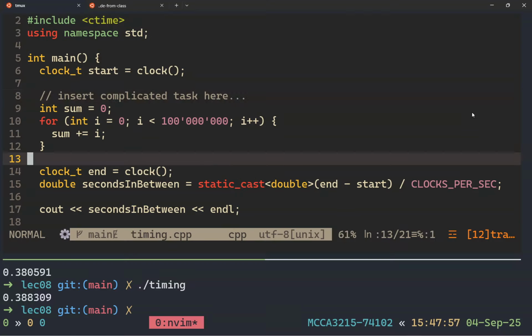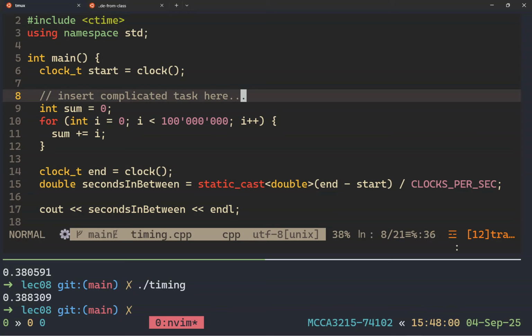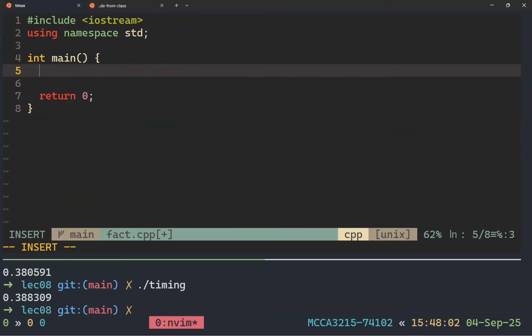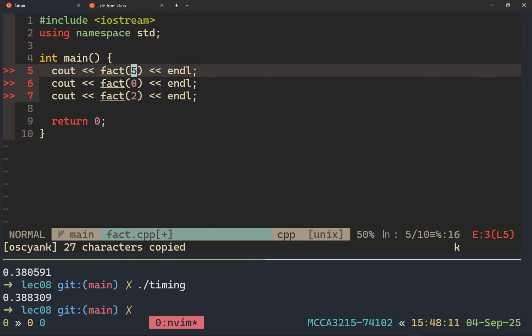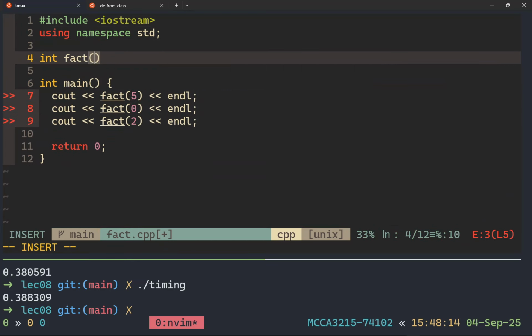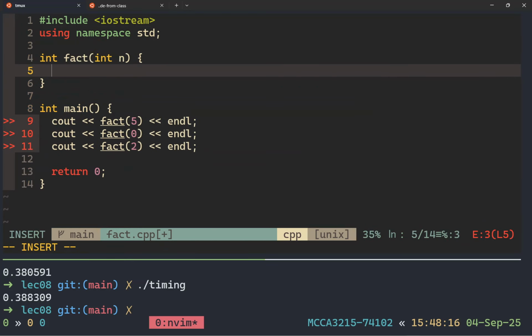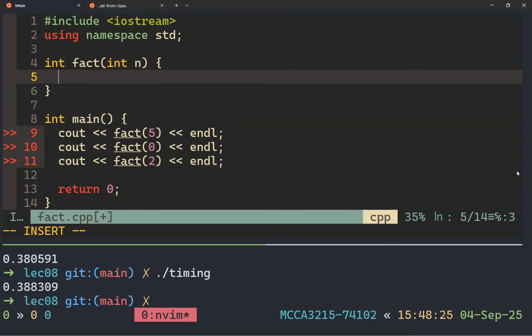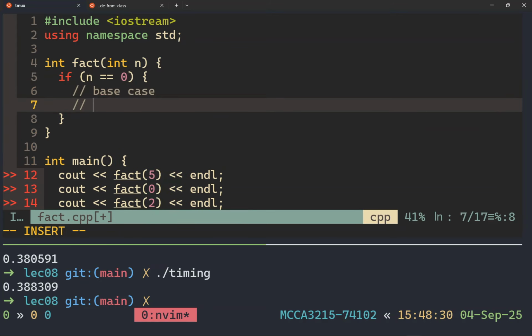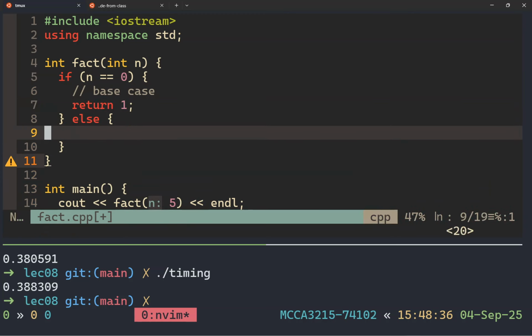Let me remind you how to program it. Let's call it fact, for factorial. Fact of 5, fact of 0, fact of 2. It's going to be int fact, and it takes some number that's called n. To implement this, we have to figure out which case I'm in right now. Am I in the base case or the recursive case? If n is 0, somebody's asking for 0 factorial, that's my base case, and I will return 1.